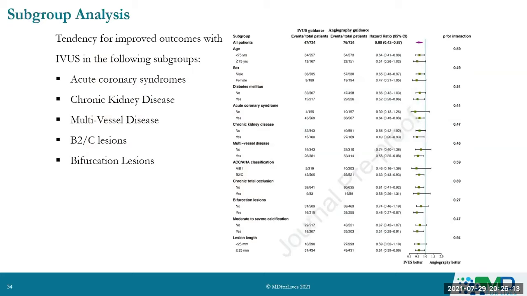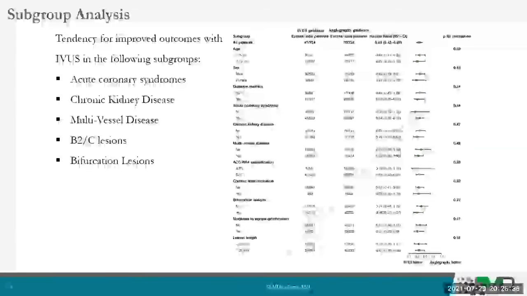So in a subgroup analysis looking at angiography versus intravascular imaging for patients, there was no subgroup where angiography guidance was better, including CKD patients, ACS patients, complex lesions, bifurcations, and so on. So either it didn't matter as much but trended that way, or it was significantly important for patients to use intravascular imaging when looking at outcomes for these patients.